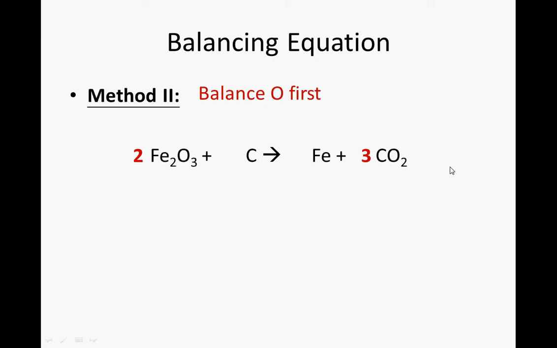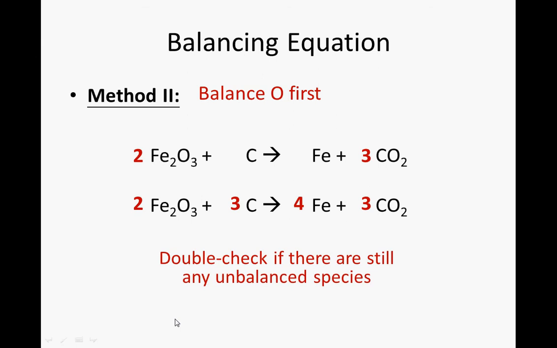Next, iron, of course. On the left hand side, how many iron? 4 iron. So we have 4 iron. Also carbon, 3 CO2 here, so we also have 3 C. Then we say it is now done. And of course, finally, we have to double check if there are still any unbalanced species. But usually if you follow every step clearly, then it should be done perfectly. So yeah, just double check for safety.